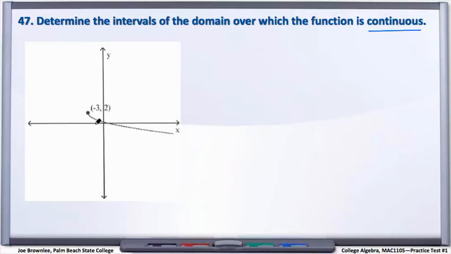And so here we have some sort of function that's been given to us, and the point (-3, 2) that's been identified as a closed circle. So that means that this point, (-3, 2), is included. It is part of the graph. This graph exists at this point.